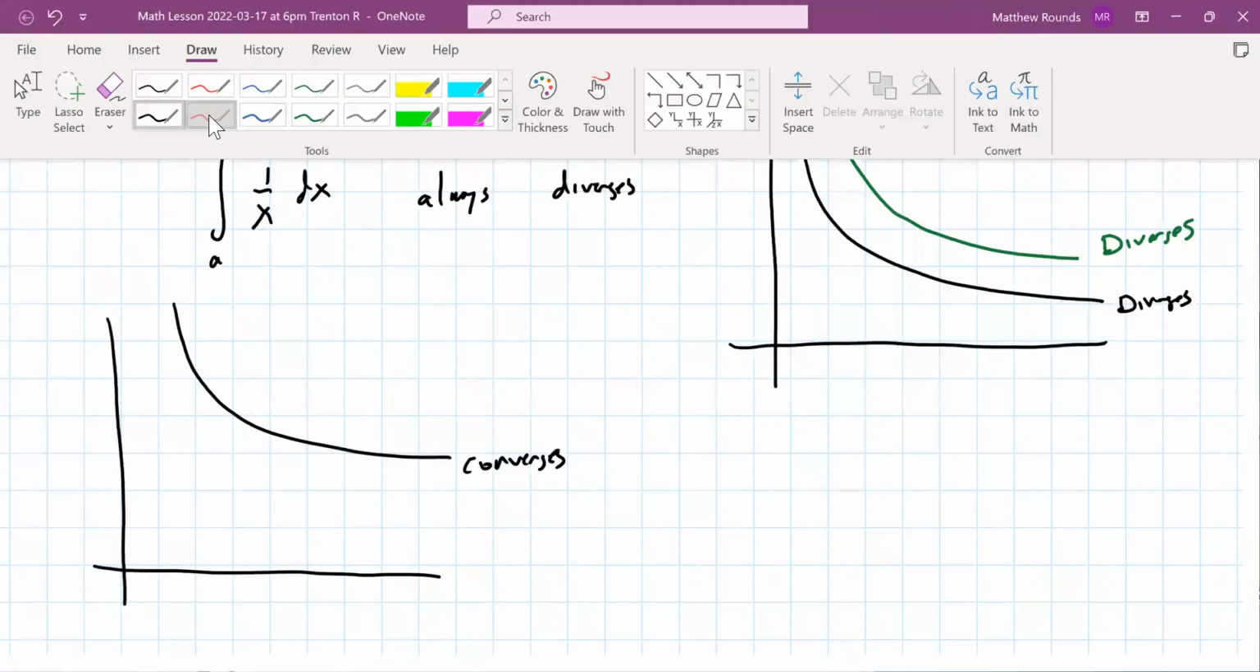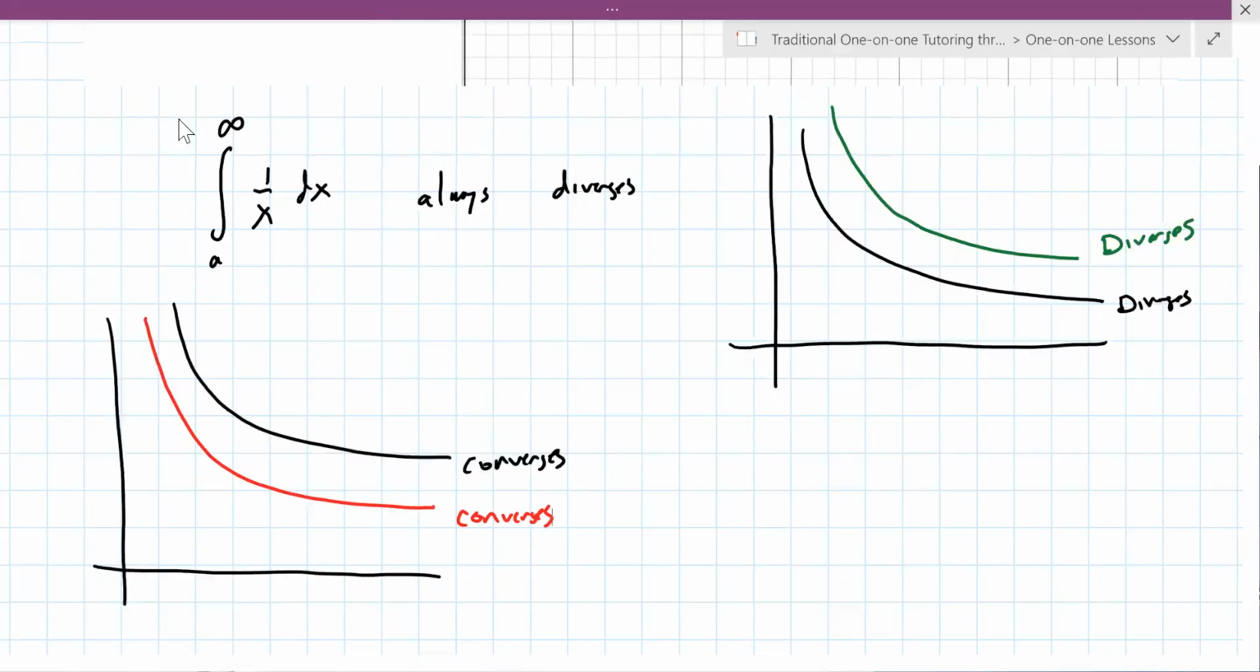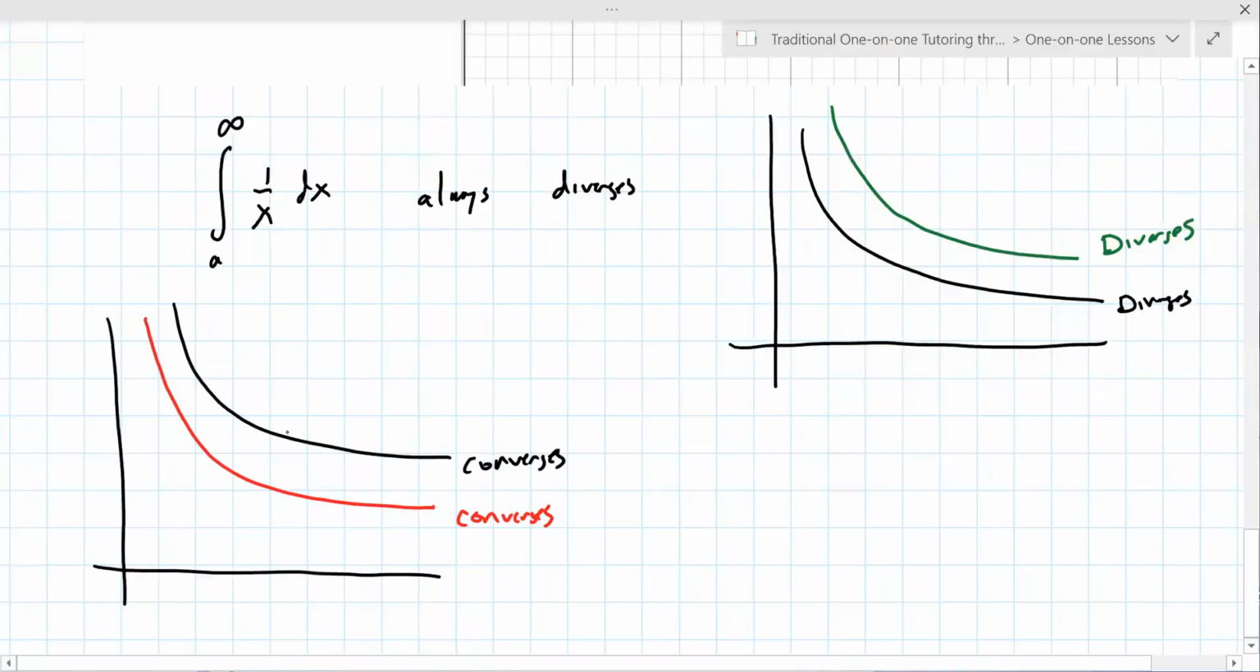If it's below it, it also converges. But if it's above it, we don't know. So you're looking for some words to go along with what I just said here.